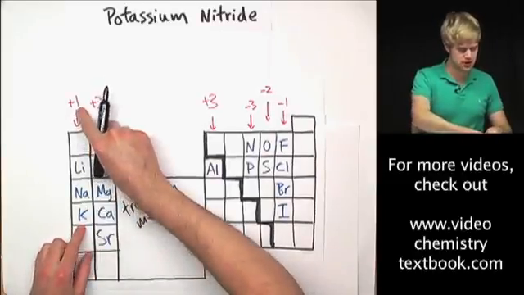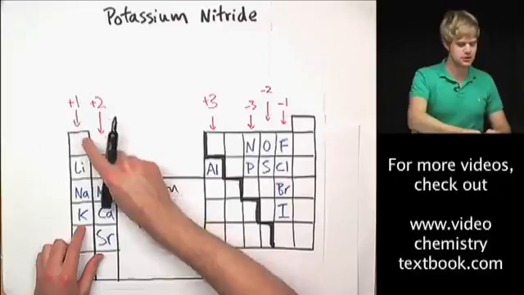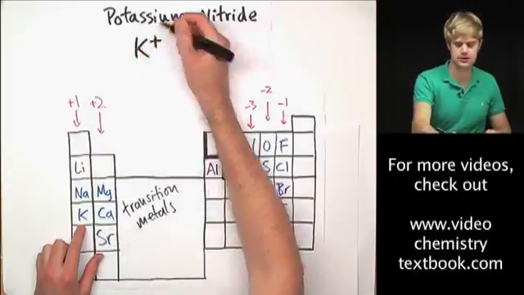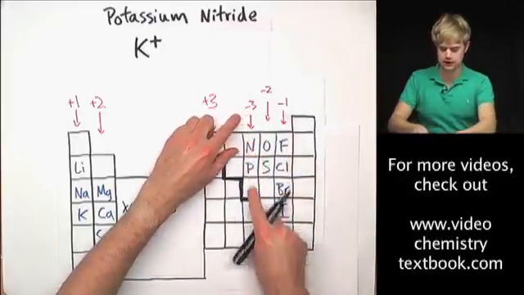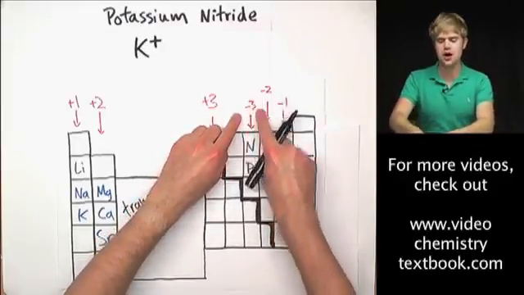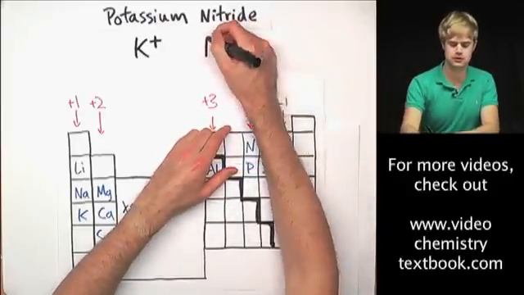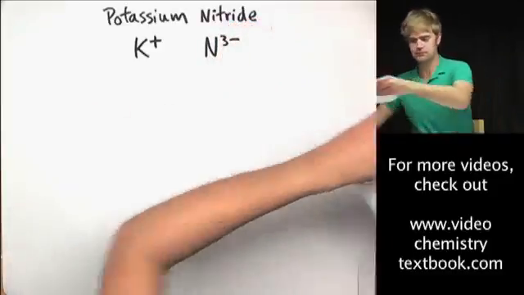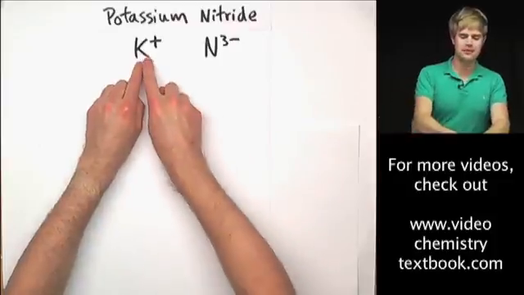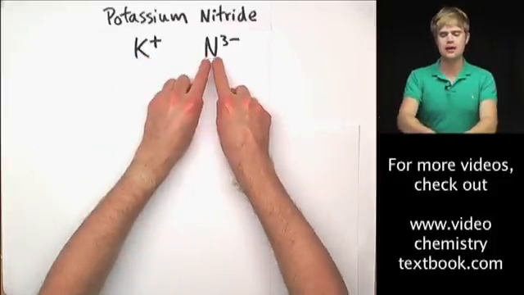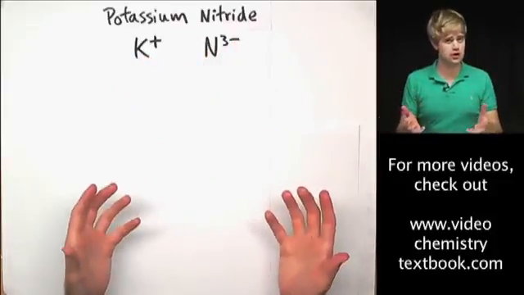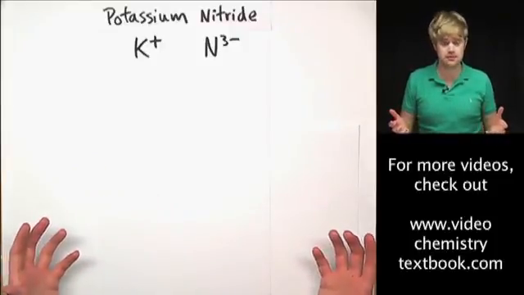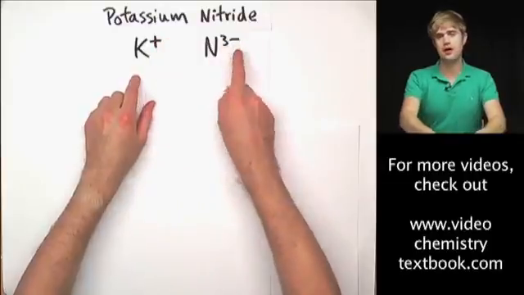Potassium lives in this column here, the same column as lithium, and so it has a 1+ charge. So I'm going to write that up here, K+. And nitrogen lives in this column where everything has a 3- charge. So here we have N 3 minus. When I have one atom of K plus and one atom of N3 minus, do the charges balance out here? The plus and minus, does it balance out? It doesn't. I've got 1 plus and I've got 3 minus.